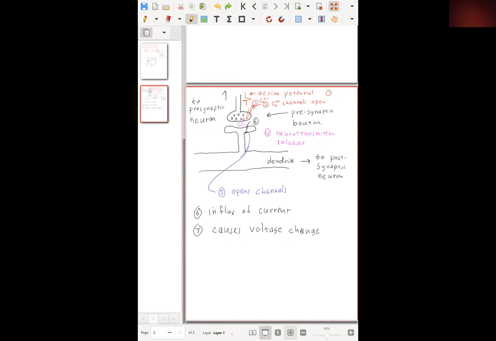That opens a channel. The channel opens, allowing current to flow. The current then affects the postsynaptic cell, and the voltage goes up or down, depending on whether it's excitatory or inhibitory. And then it travels down the cell. Okay, so it's pretty complicated. Like I say, it's kind of a miracle the whole thing works.